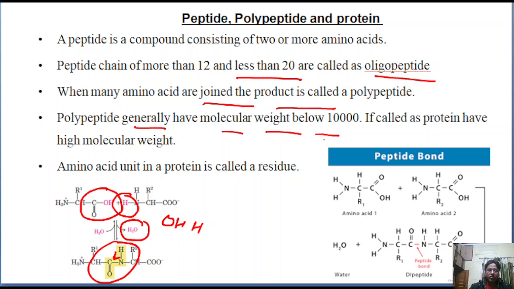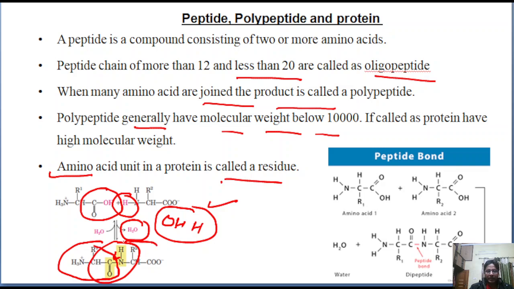So the amino acid unit in a protein, once the amino acid is incorporated in a polypeptide chain or in a protein, is called a residue. It is called a residue because there is a removal of a water molecule. The left part is called the amino acid residue. This is one amino acid residue, and this is the part left for another amino acid. In this way the amino acids are linked one by one.